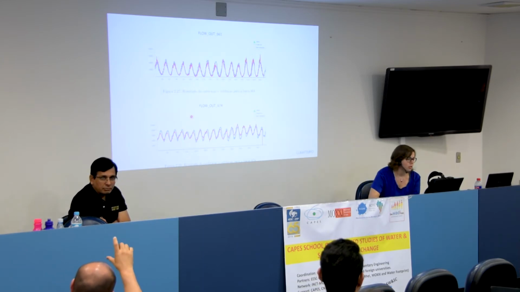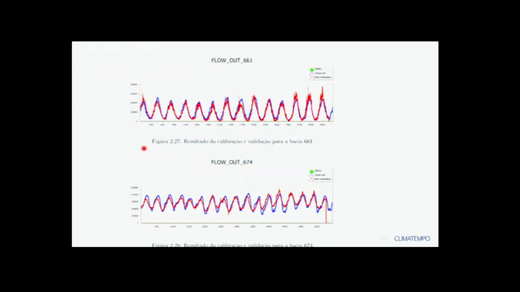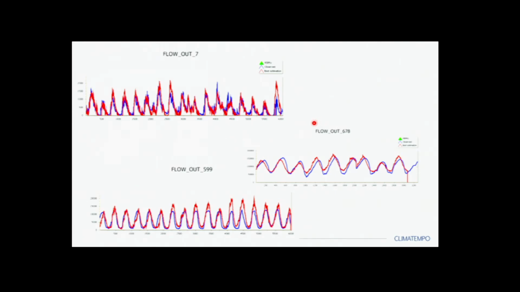Sorry. Okay, so let me go back here also. So in red is the best estimation from SWAT, and in blue is the observed data. This is not exactly what you would get out of SWAT Cup. I just took the prints out of there. So it's not all the data, all the years, here.